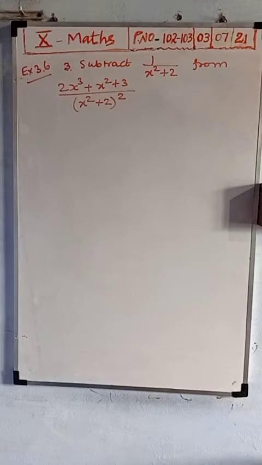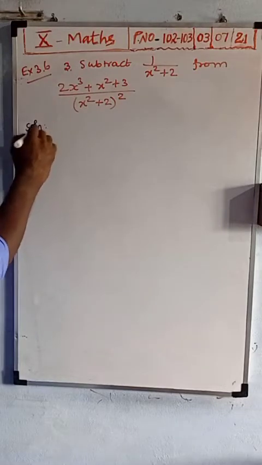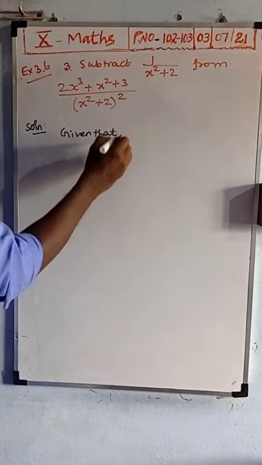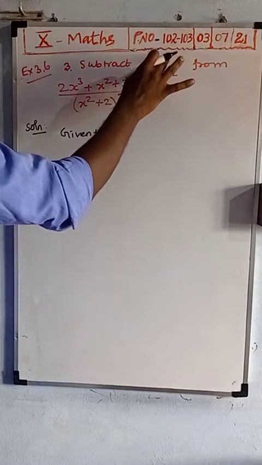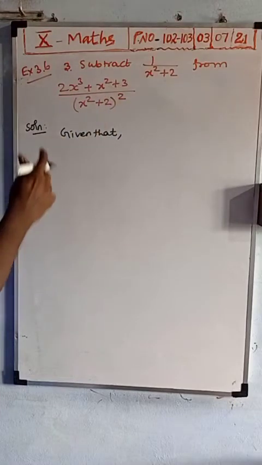Okay, here in this question, it is given: subtract 1 divided by x square plus 2 from 2x cube plus x squared plus 3 divided by x square plus 2 the whole square. Okay, so see, it is given in word form, you should change it first into a solution. What does that mean? We first write, subtract this expression from this expression, and what answer we will receive is the asked question.